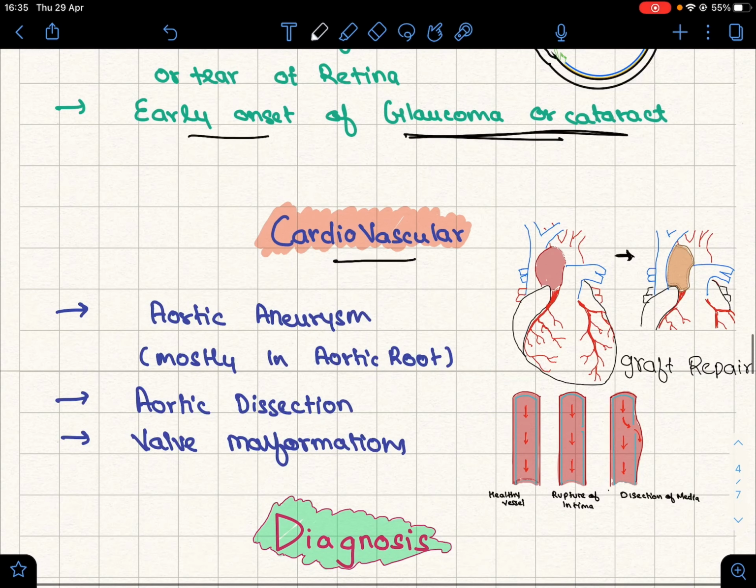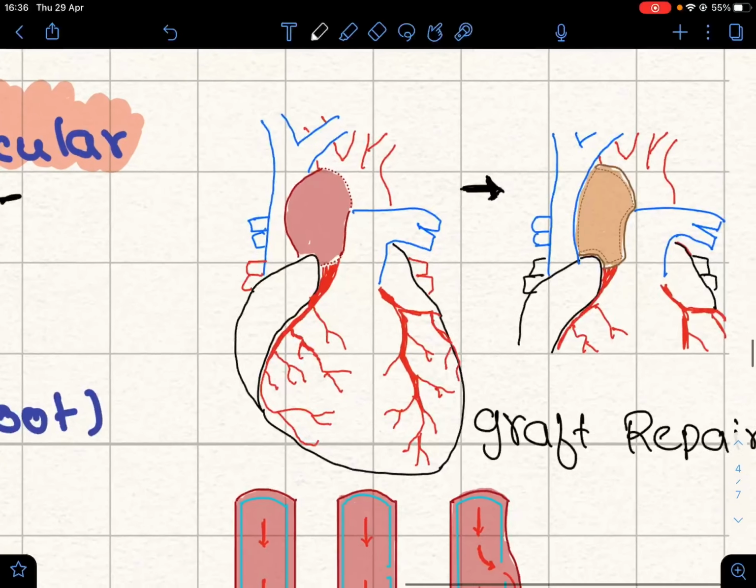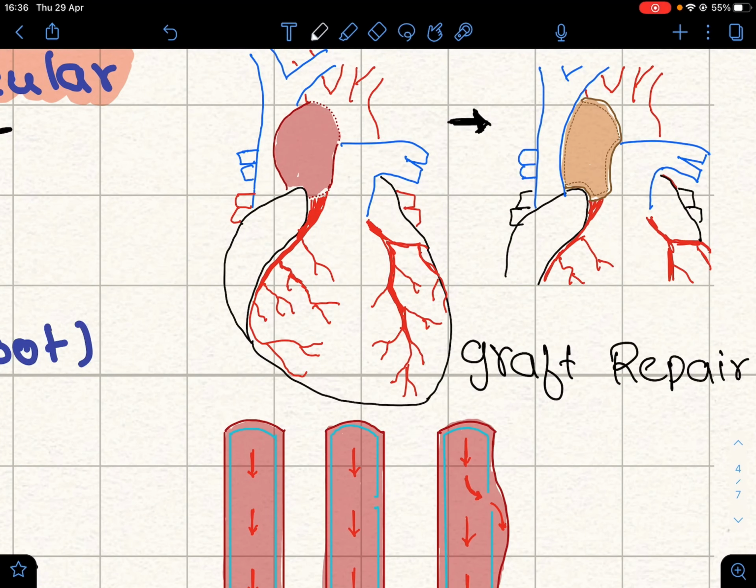In the cardiovascular system, there can be aortic aneurysm, aortic dissection or valve malformation. As you can see on the right side, I have drawn a heart, and due to the loose or abnormal elastic tissue fibers or connective tissue, the aorta is enlarged. Aneurysm of the aorta can be repaired by a graft. As you can see, an aortic graft is a surgical repair.